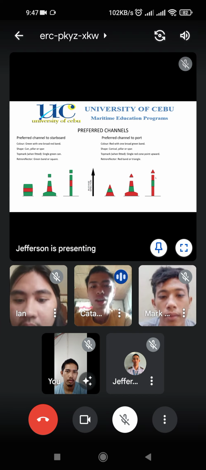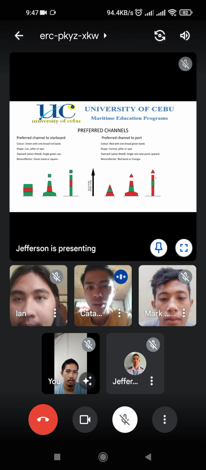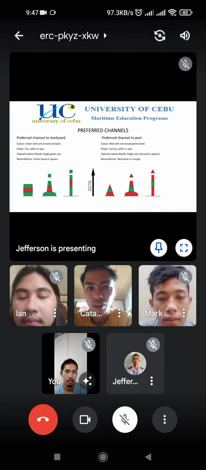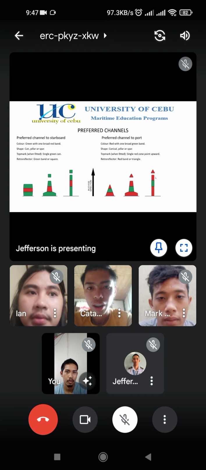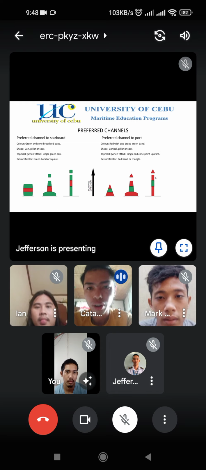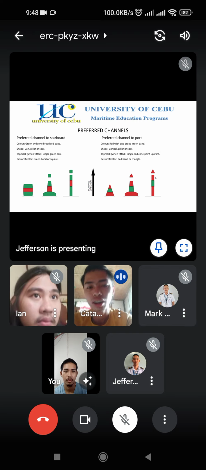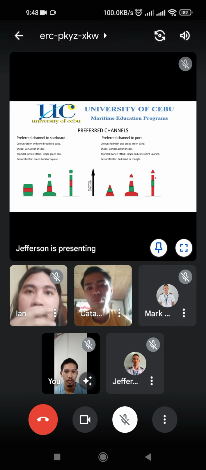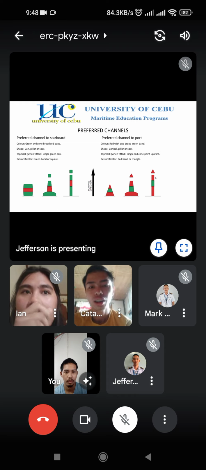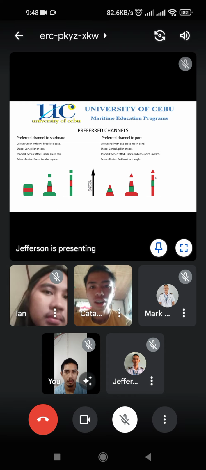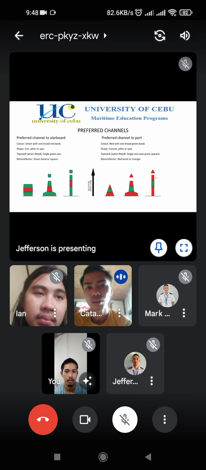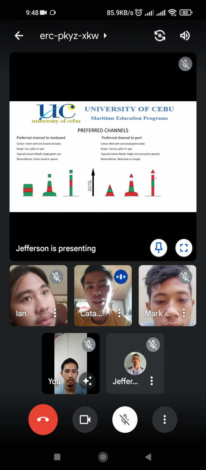So let's go with a preferred channel to port. The color is red with one broad green band, and the shape is conical, pillar, or spar. The top mark, when fitted, is a single red cone point upward. The retroreflector is a red band or triangle. So as you can see, there's a little bit unlike region A. So these preferred channels belong to region B.